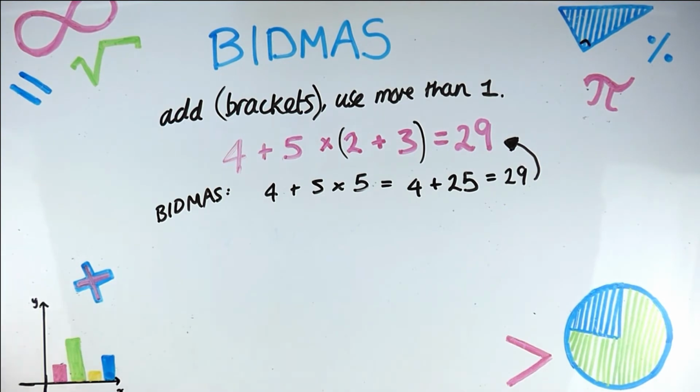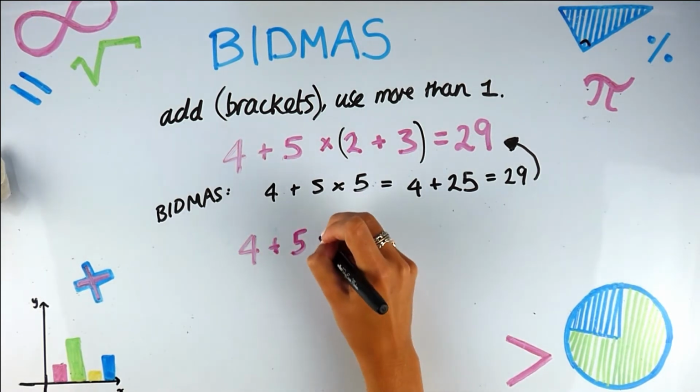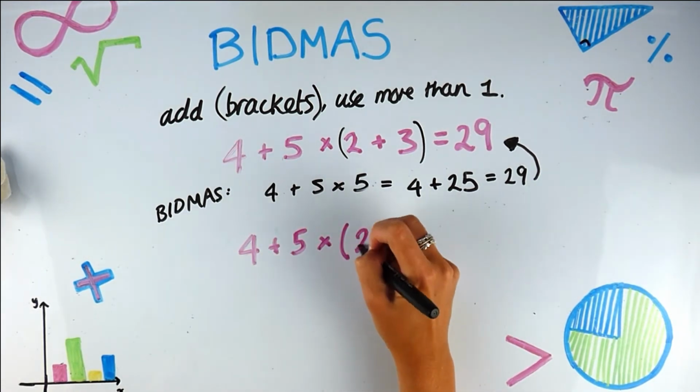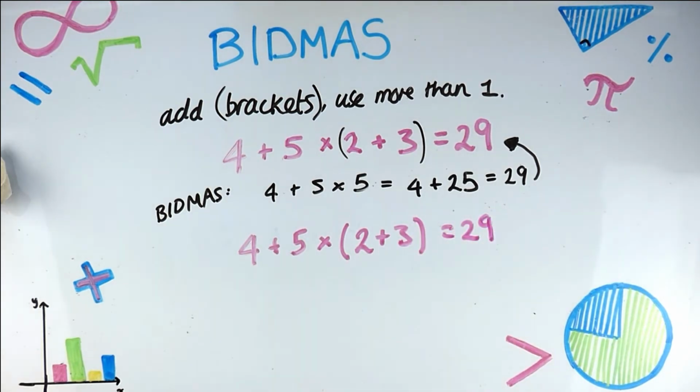So the answer is, let's write out the equation with the brackets in, 4 plus 5 multiplied by brackets, 2 plus 3. There we go.